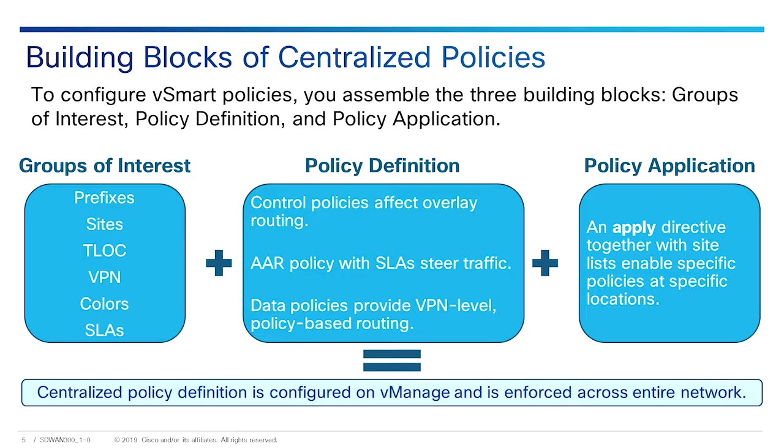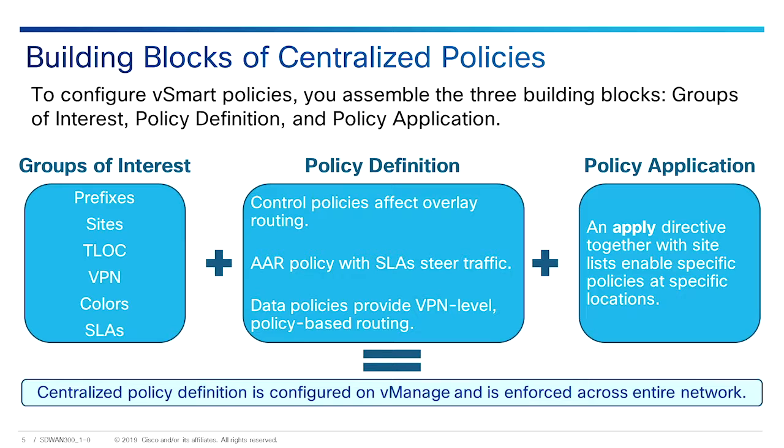Policy application controls what a policy is applied towards. So we've created a group of interest, which is some type of traffic. We've decided what we're going to do with it, and then we say who we're going to apply it to and in what direction. It's going to be site-oriented and is defined by the site list that we created earlier. A policy is the sum of one or more lists, one policy definition, and at least one policy application, as shown in this figure.